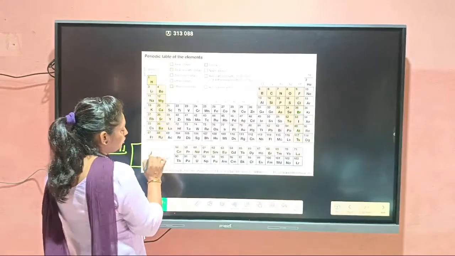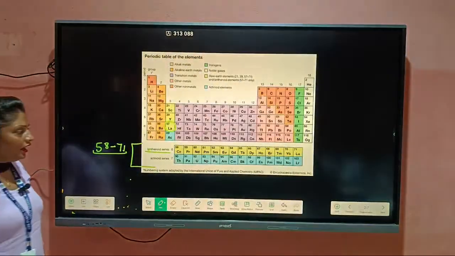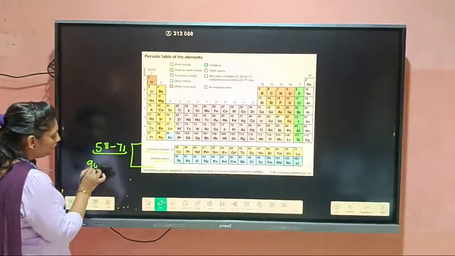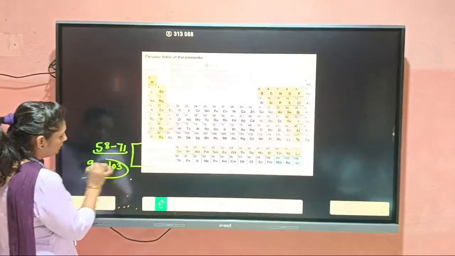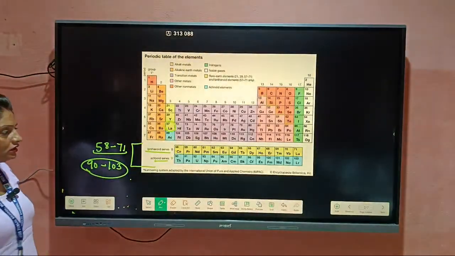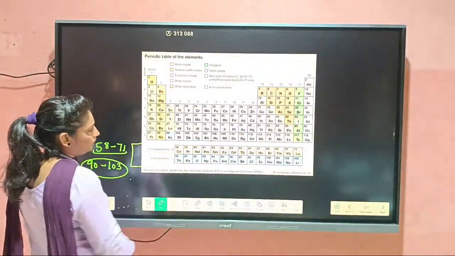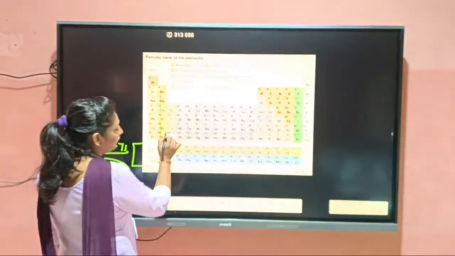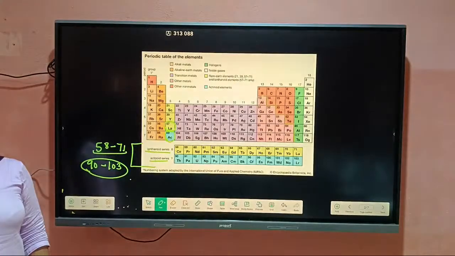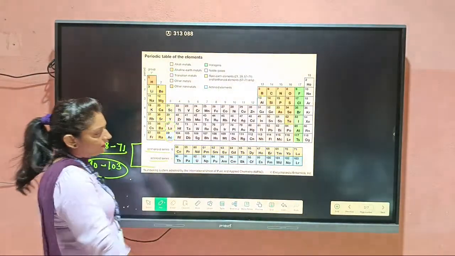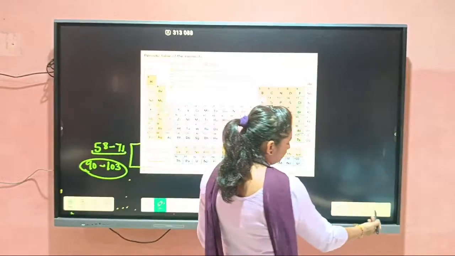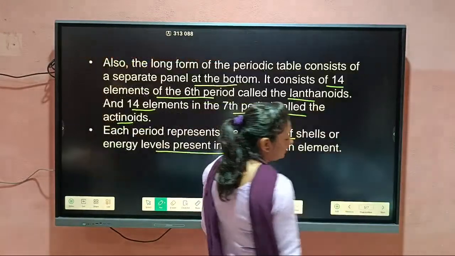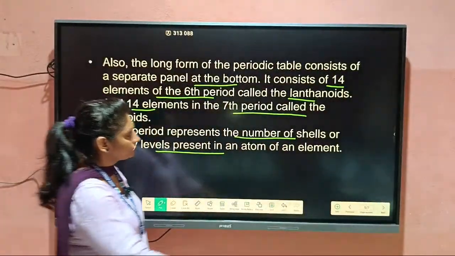Okay, so it is known as the lanthanoid series. And here is the actinoid series, where atomic numbers are from 90 to 103. These are known as actinoids because this series is part of the seventh period and it starts just after actinium. Each period tells about the principal quantum number, and you know very well, the principal quantum number tells about the energy level of the shell.